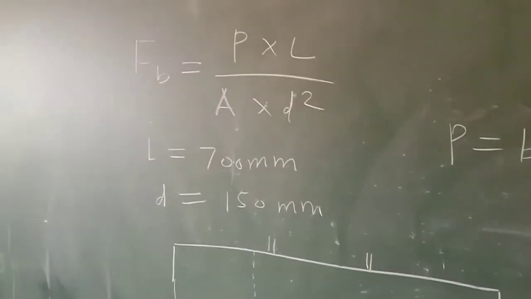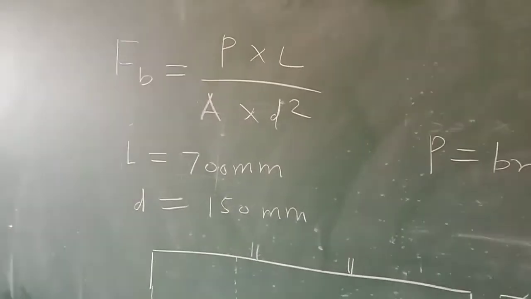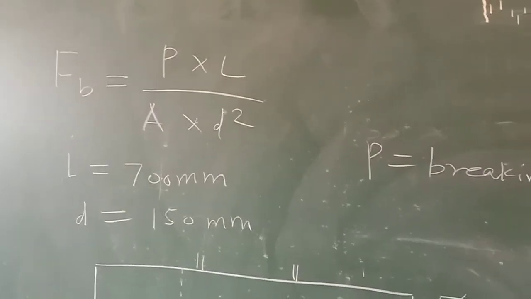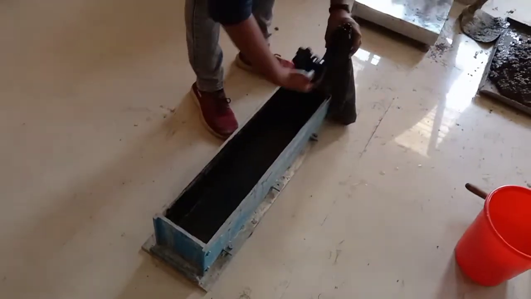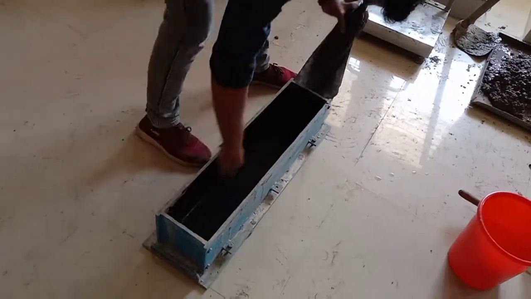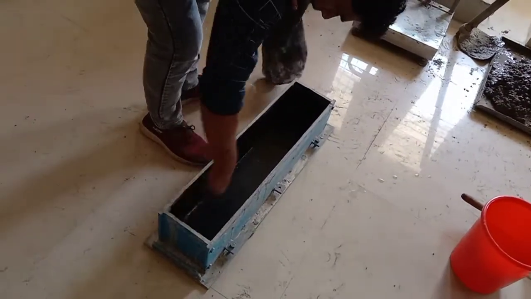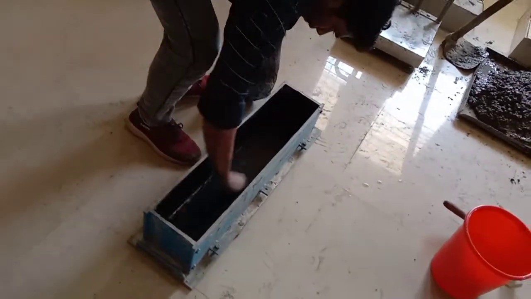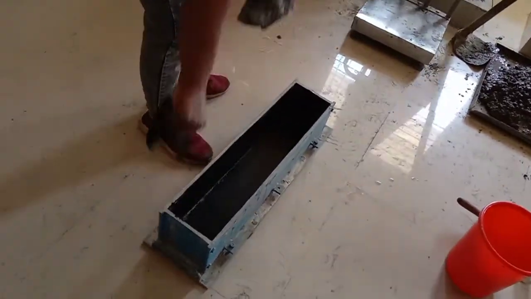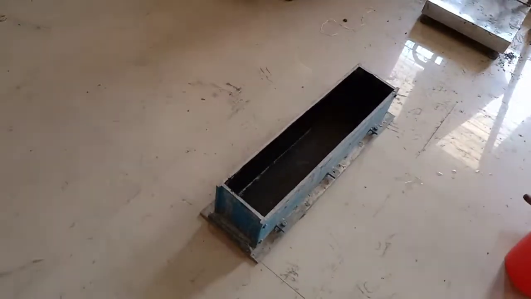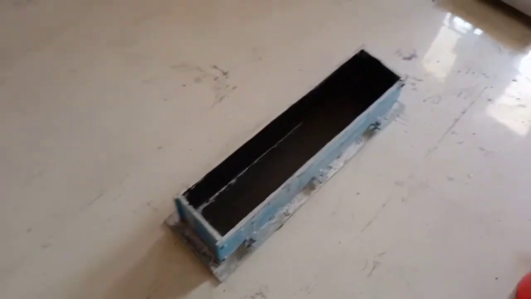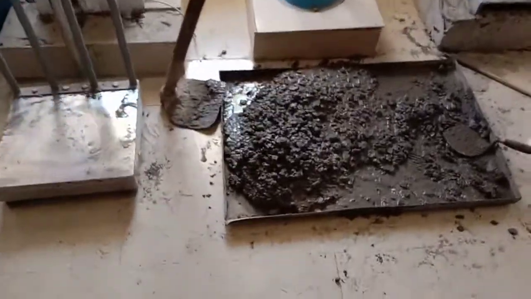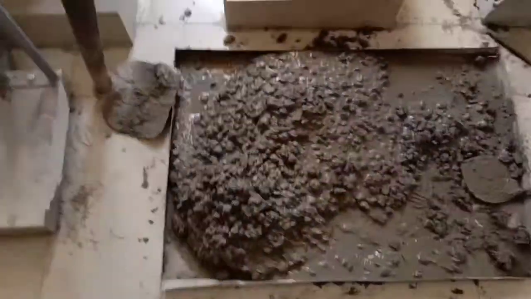So this formula we are using to calculate the flexural strength of the concrete. And this is the beam mold we are going to use. Here he is applying oil on the inside of the beam mold so that the concrete does not stick. Again we are going to use M20 concrete only, and we have already made concrete of M20 grade.